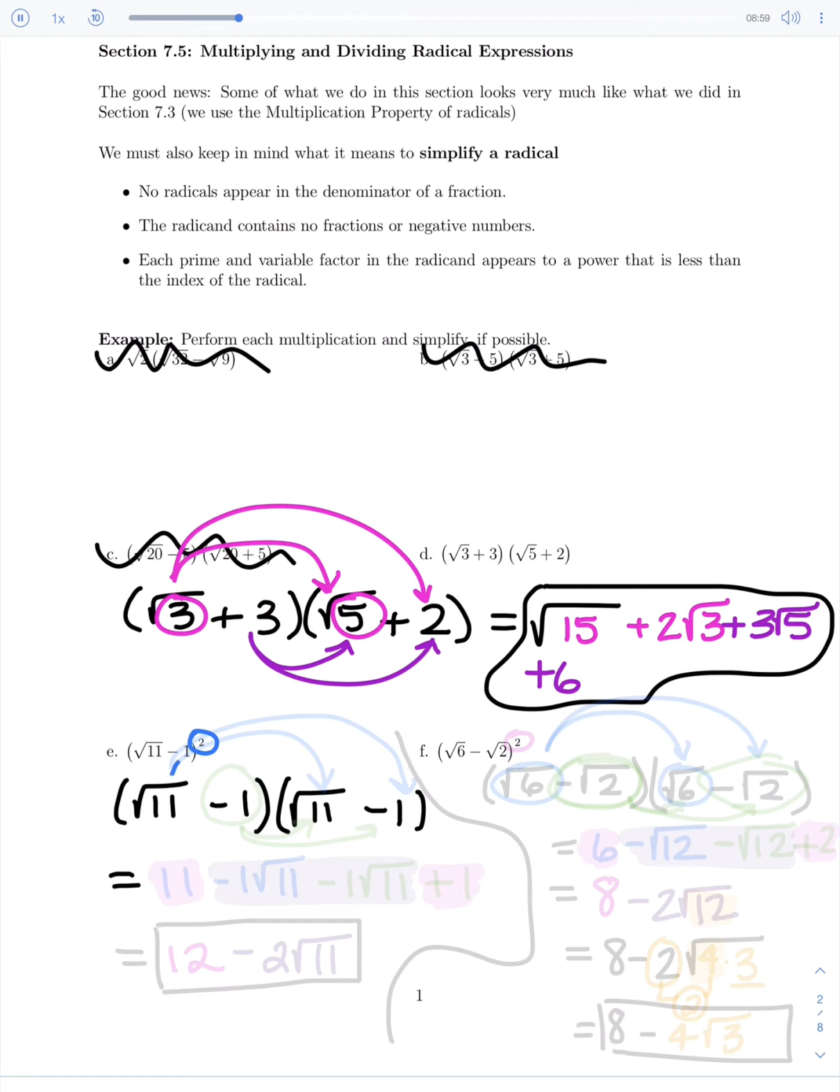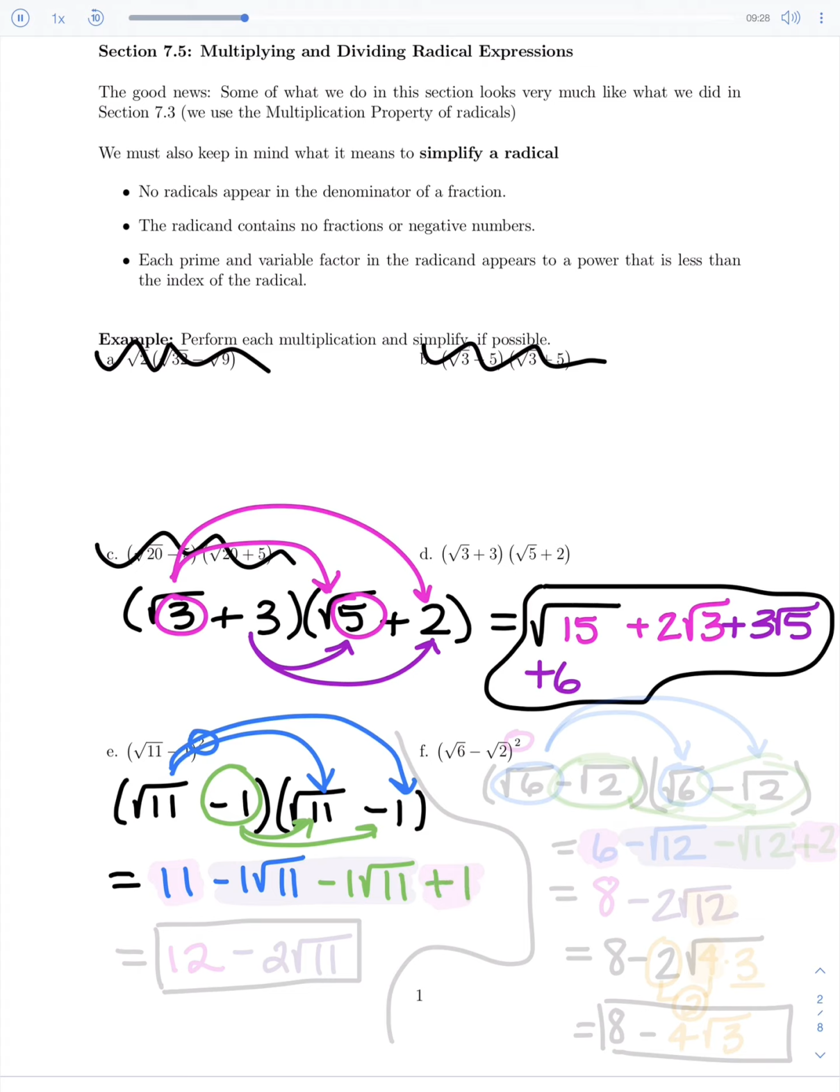So I'll start out with square root of 11 times the square root of 11, which is, they're identical, so the square roots will drop, just leaving you with the 11. And then I can do the square root of 11 times the negative 1, which is negative 1 square roots of 11. Moving along, I can multiply out my negative 1 times the square root of 11, which is negative 1 square roots of 11. And lastly, the negative 1 times another negative 1 will give me a positive 1.